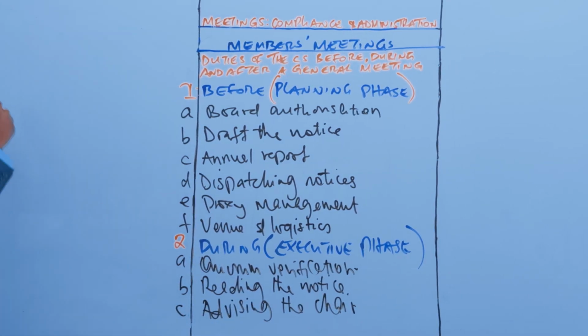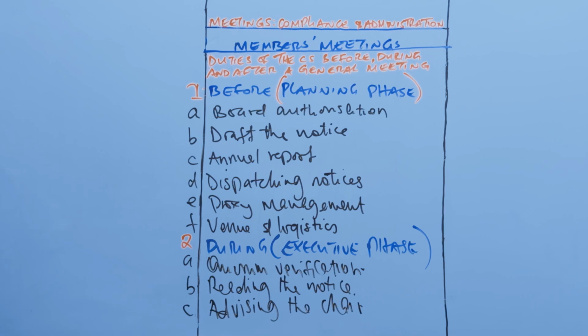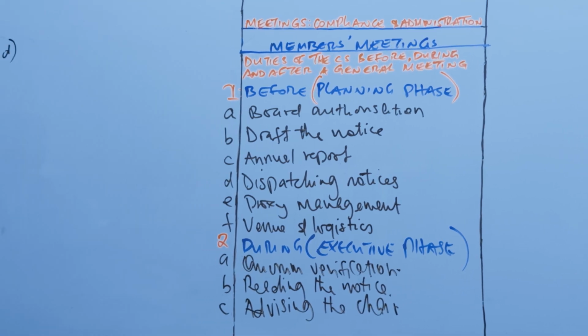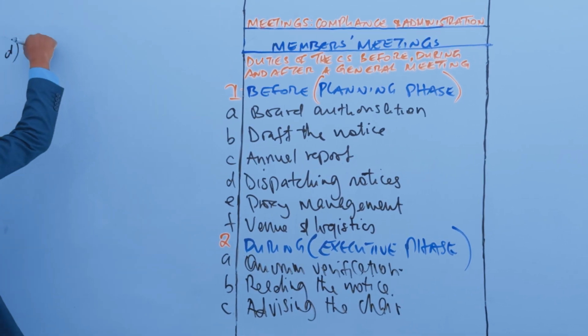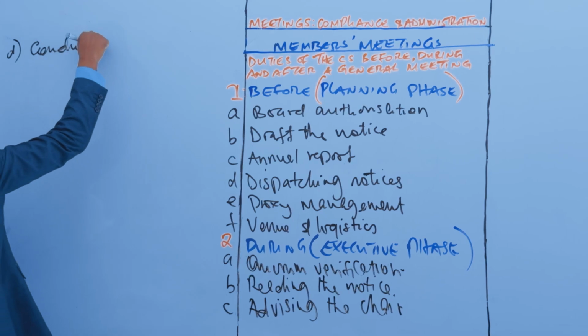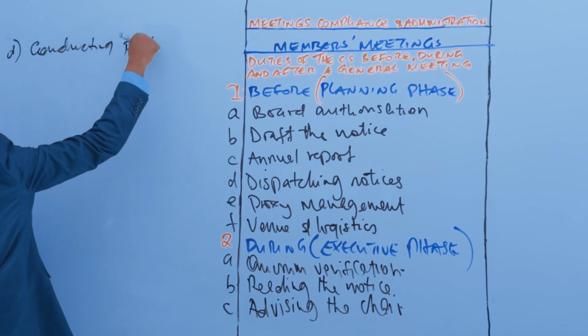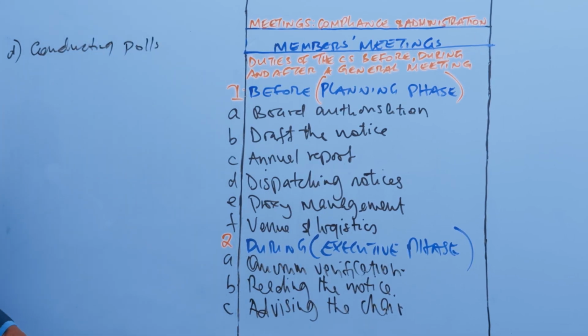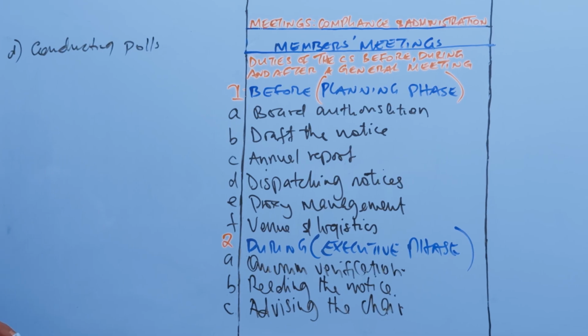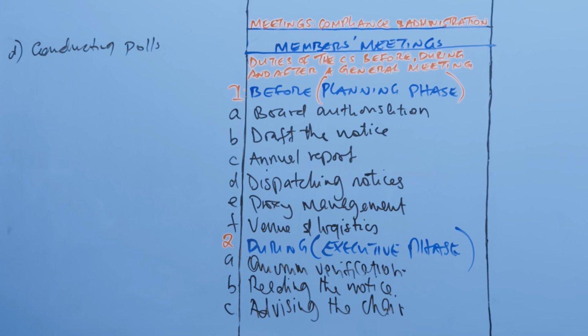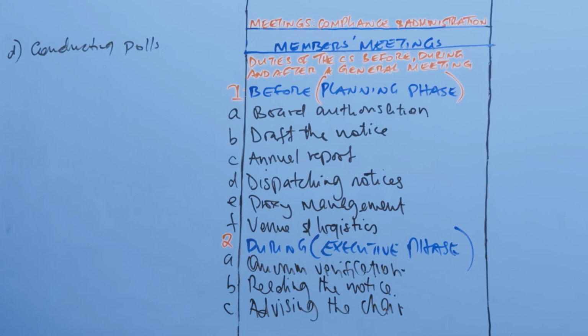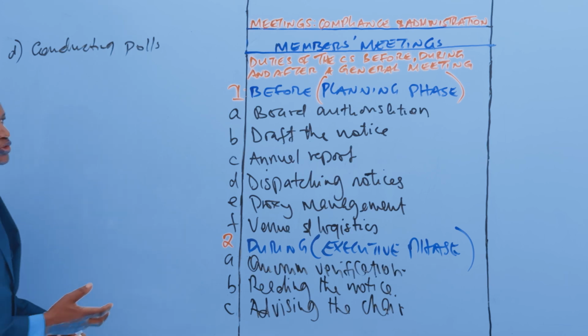And moving on to the fourth duty, which is conducting polls. If a poll is demanded, instead of a show of hands, the secretary manages the distribution and collection of polling papers and coordinates with the scrutineers.